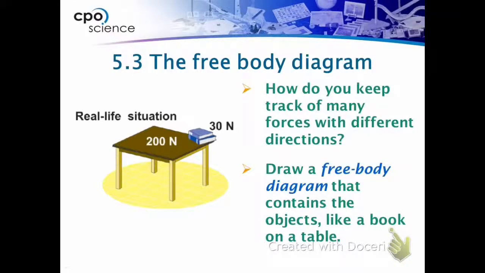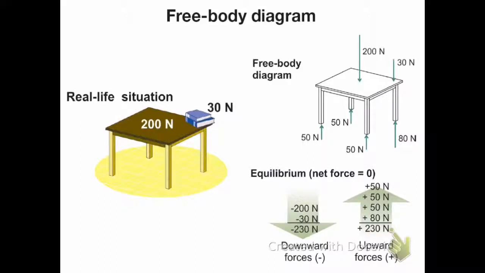To help us better understand the many different forces that can act on an object, we will often draw something called a free body diagram. A free body diagram will usually start with some representation of the real life situation, like these books on this table and the weight of the table. When drawing a free body diagram, you're taking the real-life situation and turning it into a bunch of arrows representing the different forces. So thinking about this table, it's in equilibrium. All the forces acting on it are balanced. It's not accelerating. It's just sitting there.